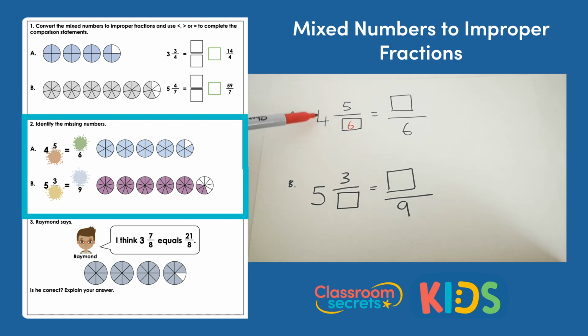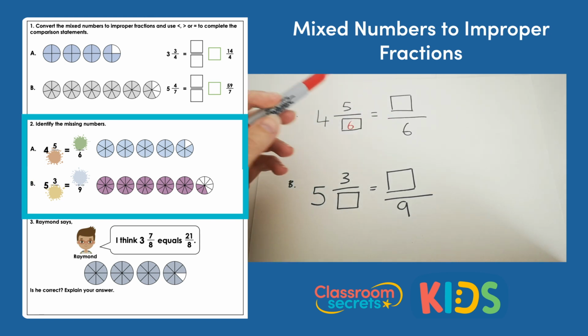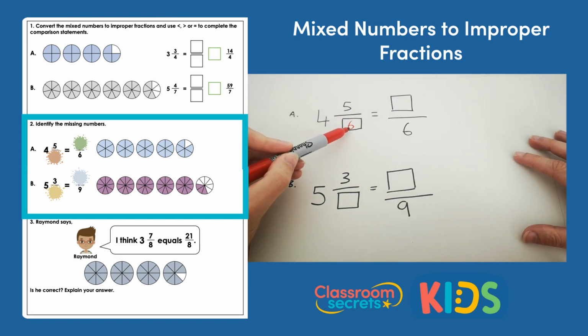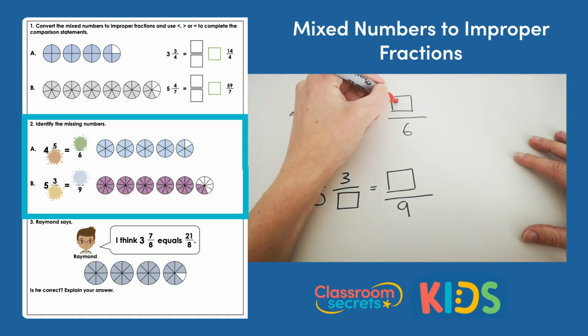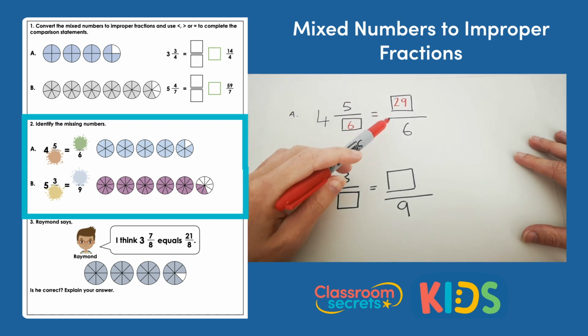So now we know that we've got 4 and 5/6 to convert into an improper fraction. To do that, you can either count the individual sections on your sheet, or we can do 6 multiplied by 4, which is 24, add 5, which is 29. So A is 4 and 5/6 is equal to 29/6.